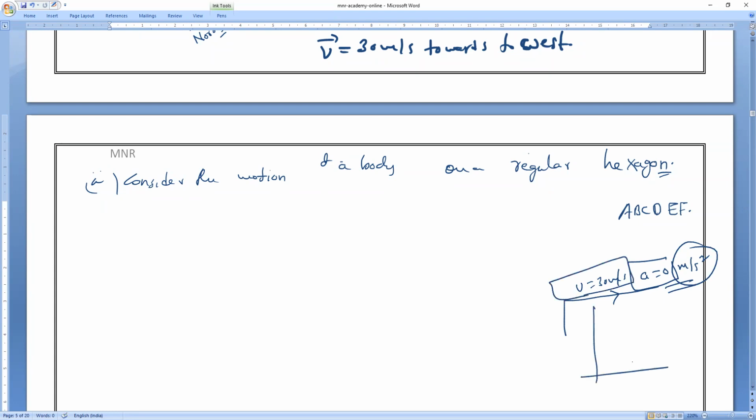Do you remember the graph? The graph is parallel to the x-axis. Do you remember, all of you? Graph is parallel to the x-axis. Then acceleration is equal to what? 0 meter per second squared. No acceleration. That is what. So now I am considering the shape. What is the shape actually? Hexagon A, B, C, D, E, F.